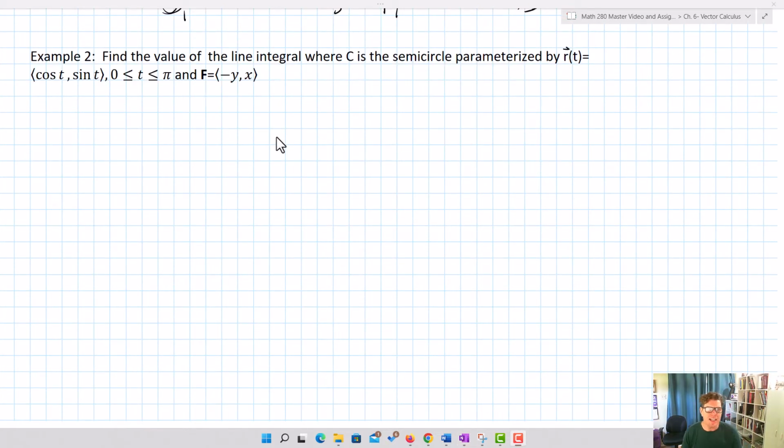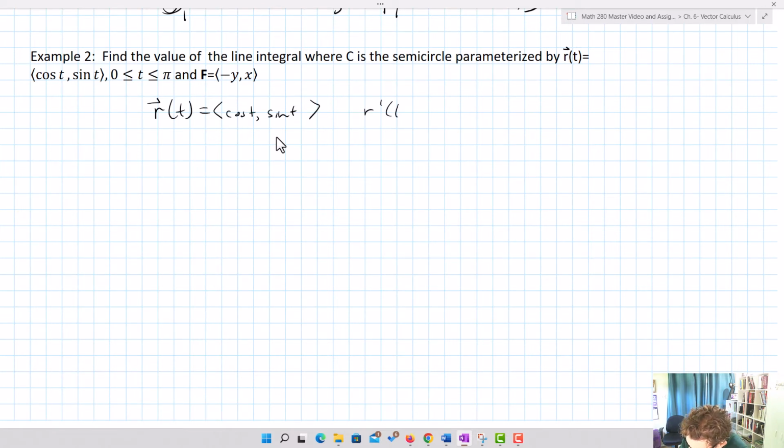All right, so let's find the value of the line integral where C is the semicircle parameterized by r of t equal to cosine t, sine t, 0 less than or equal to t less than or equal to pi, so we're on the top half of the semicircle, and F equals negative y, x. So what we need to do first, we've got r of t equal to cosine t, sine t.